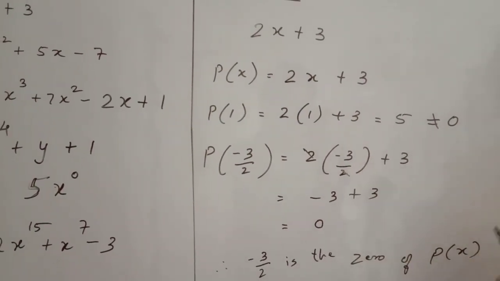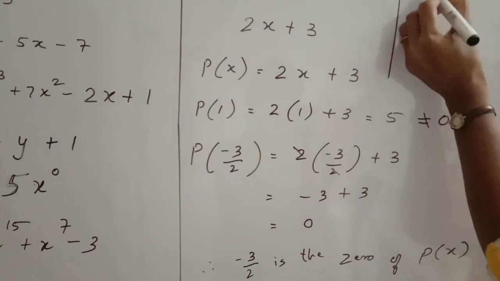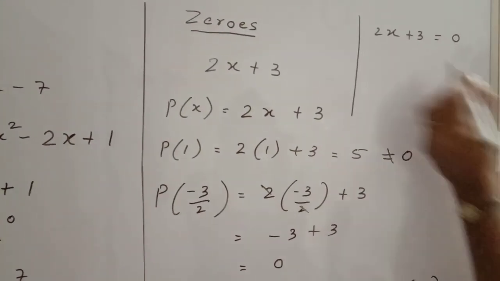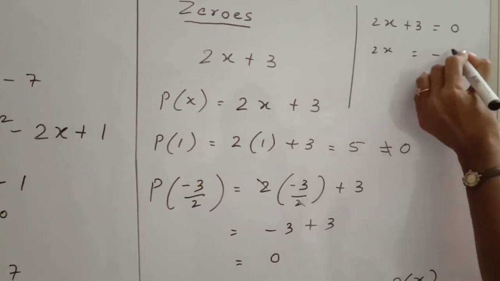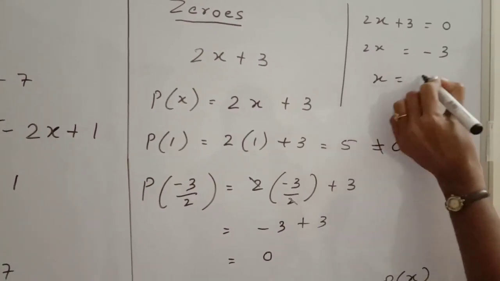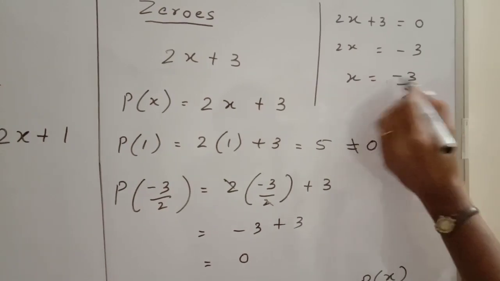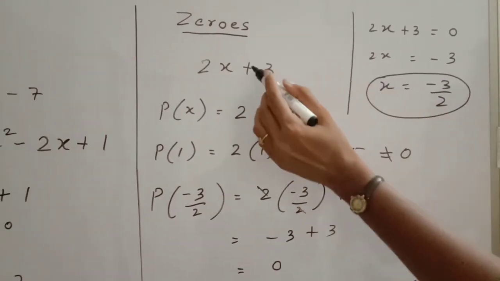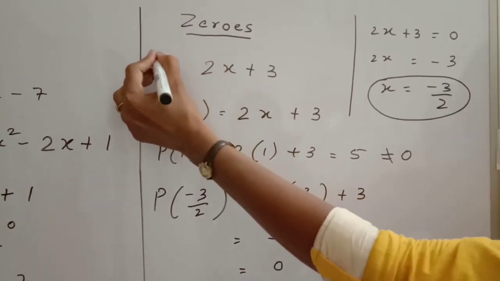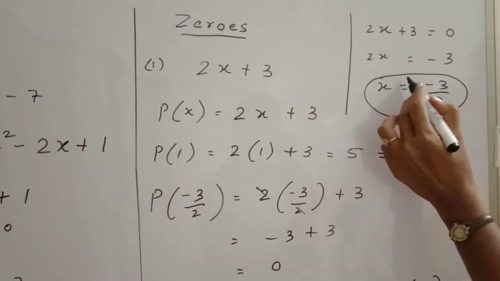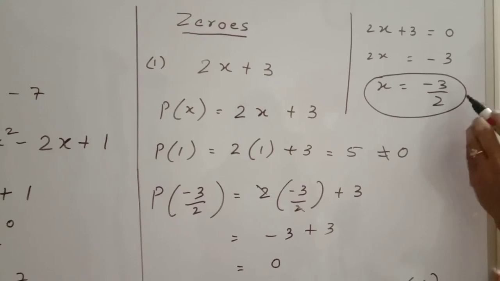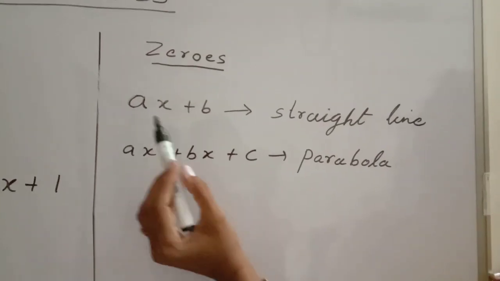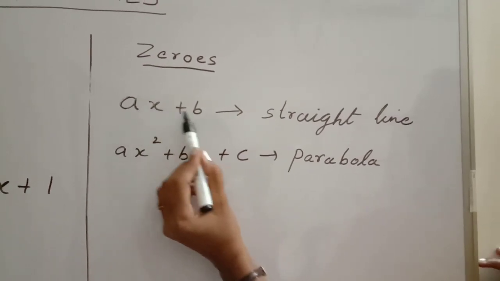Now, how to find the zero? Okay, so suppose I take the polynomial 2x plus 3 equal to 0. So, I will get 2x equal to minus 3. So, x equal to minus 3 by 2. So, this value of x is the zero of the given polynomial. So in this way, we can find the value of x, and that value is called the zero of that linear polynomial.